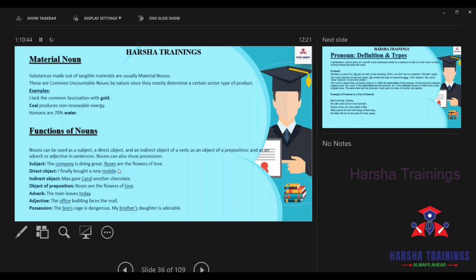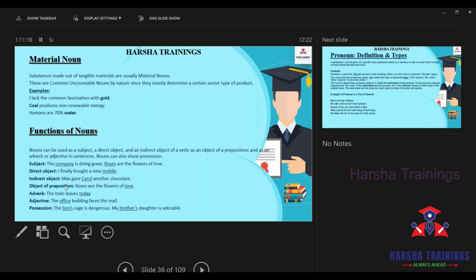Roses are the flowers of love. So we are using roses as the subject. So they are also flowers, right? So they are also nouns. That is one usage. Next is as a direct object. Object is the last part of the sentence. Example, I finally bought a new mobile. Mobile is a noun, but we are using it as a direct object, right? So it is also one of the usages.